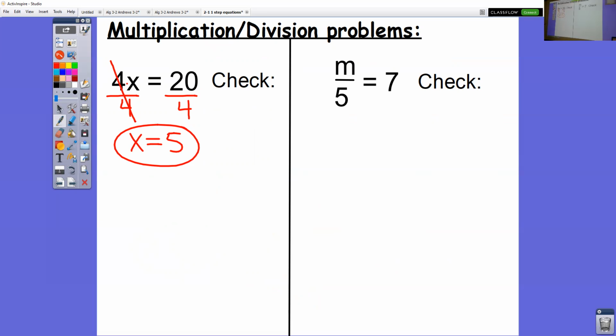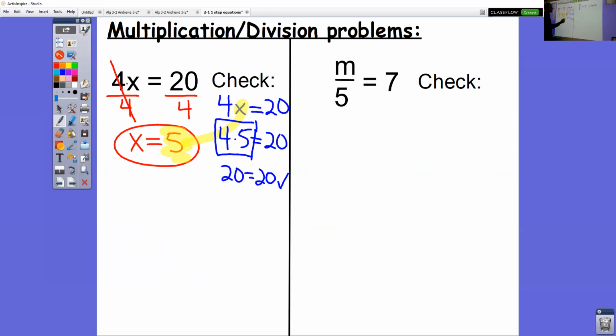We can check with this type of problem too by rewriting the question and subbing in for our answer. Now be careful, when you go to sub in the 5 for your x, it does not become 45. This is really 4 times 5, which equals 20. Well, actually do that calculation. 4 times 5 is 20, so 20 equals 20. It checks.